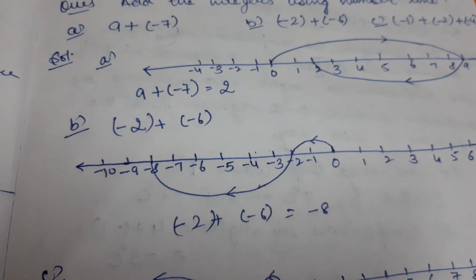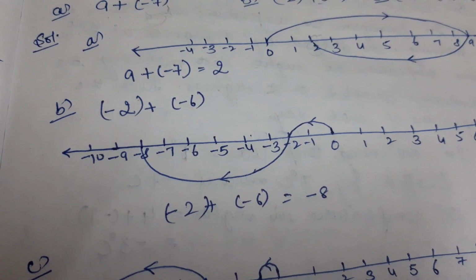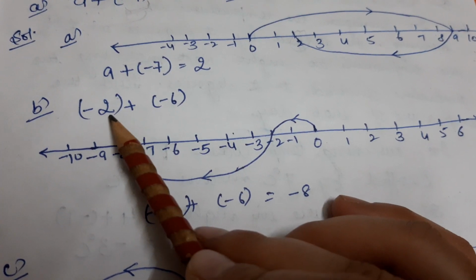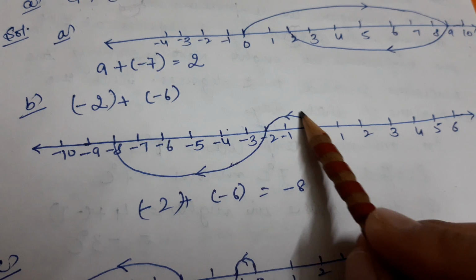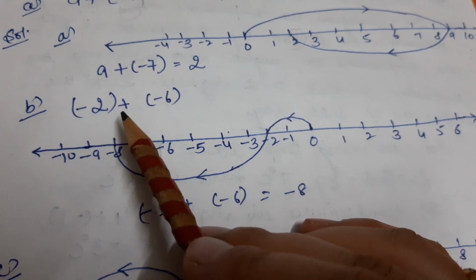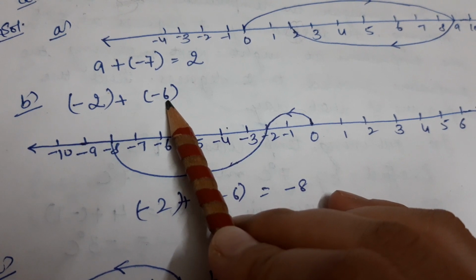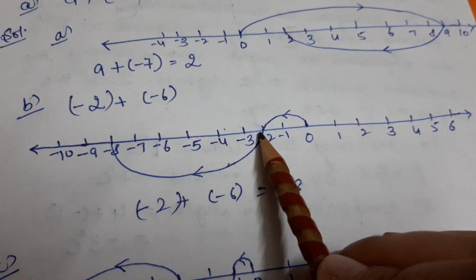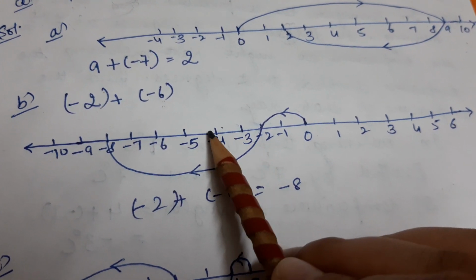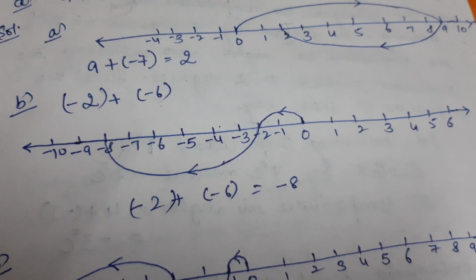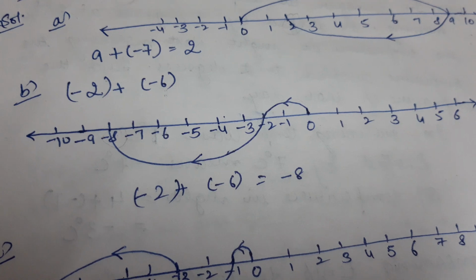Next is minus 2 plus minus 6. Again, firstly we have to draw a number line. So let's start from minus 2, from 0 to minus 2. Now what are we adding? We are adding again a negative integer, so we have to move 6 steps to the left. 1, 2, 3, 4, 5, 6. We reached minus 8. So the answer of this is minus 8.